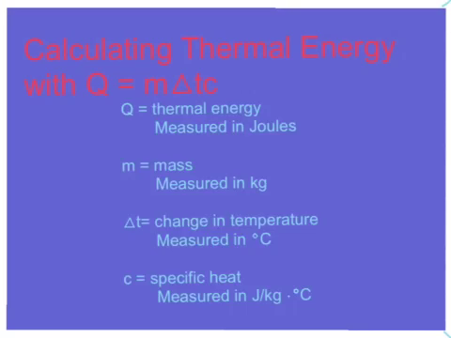Today I'm going to teach you how to calculate thermal energy with Q equals M times temperature change times specific heat. Q is thermal energy and it's measured in joules. M is the mass and it's measured in kilograms. This little triangle T is the change in temperature. It's measured in degrees Celsius. And C is the specific heat and measured in a funky unit, which is joules divided by kg times degrees Celsius.